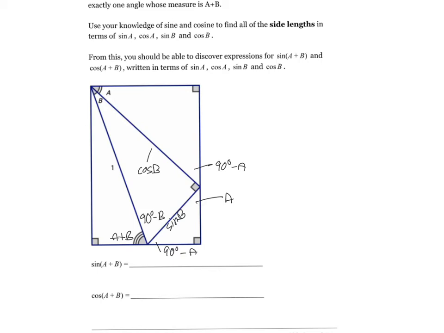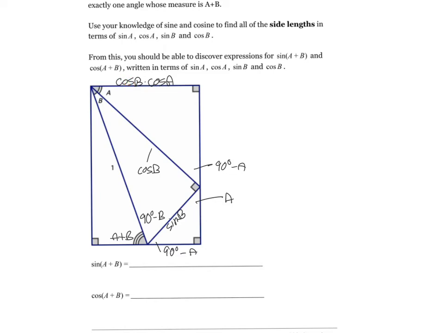Well, let's write this then and see, make it clear. Okay, so this is going to be cosine of B times cosine of A, because this hypotenuse is not 1, it's cosine of B.